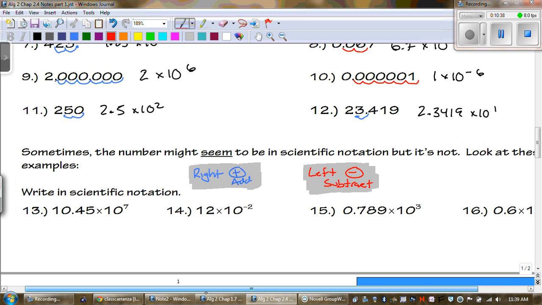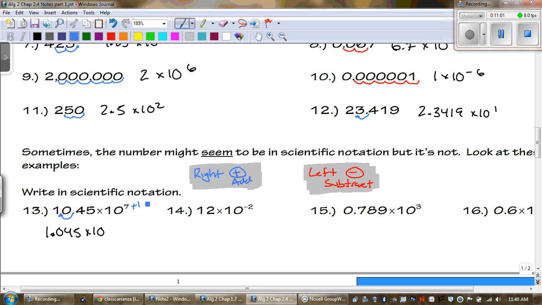Okay? So, for number 10, it's not in proper scientific notation. We have to move it to the left. So, I move it to the left. Where did they have to move it? They have to move it to the right. So we would add 1. Okay? So it's 10 to the 8th.